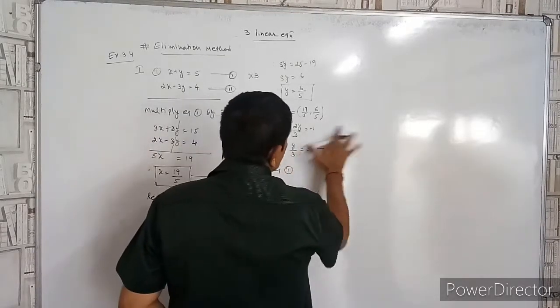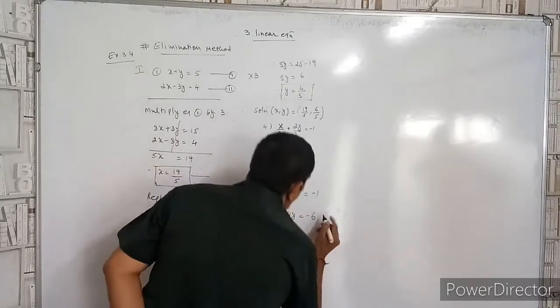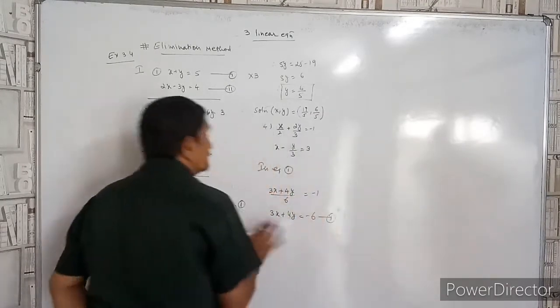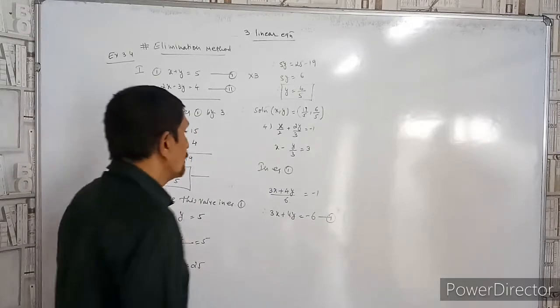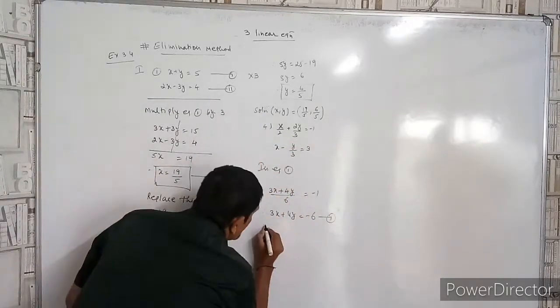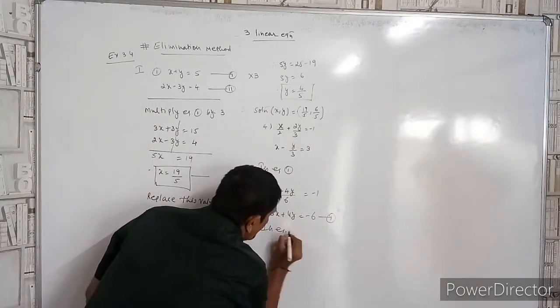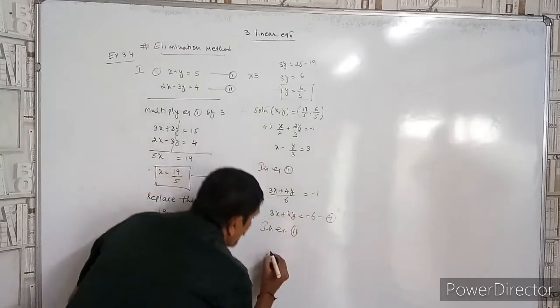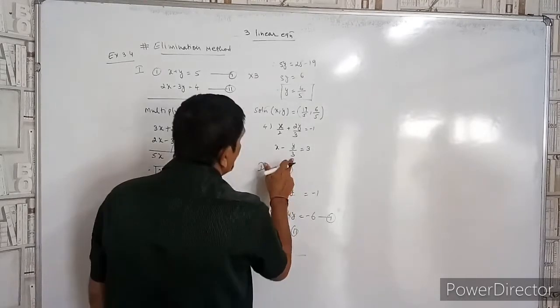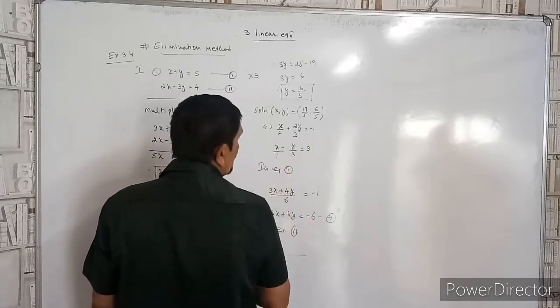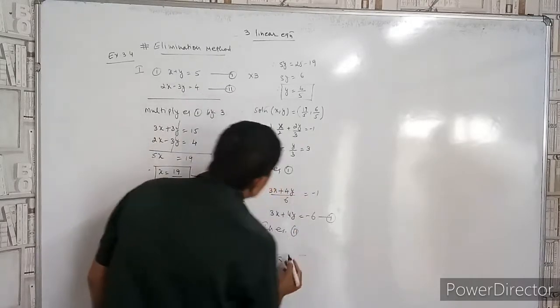So now our first equation is this one, without fractional numbers. Similarly in equation 2, what is the LCM? It is 3, and here nothing means it is a 1. So the LCM is 3.